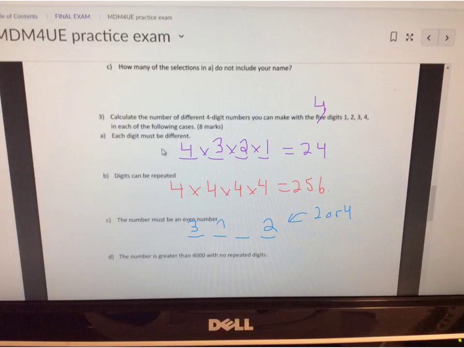Now, times 2 times 1. And the reason I hesitated there was that question didn't say whether they could be repeated or not. So if there's no repeats allowed, then this would be the answer. If you are allowed to repeat your digits, then we would still have only 2 choices for the last one, but we would have 4 choices in each of the other spots. And so in that case, it would be 4 times 4 times 4 times 2.